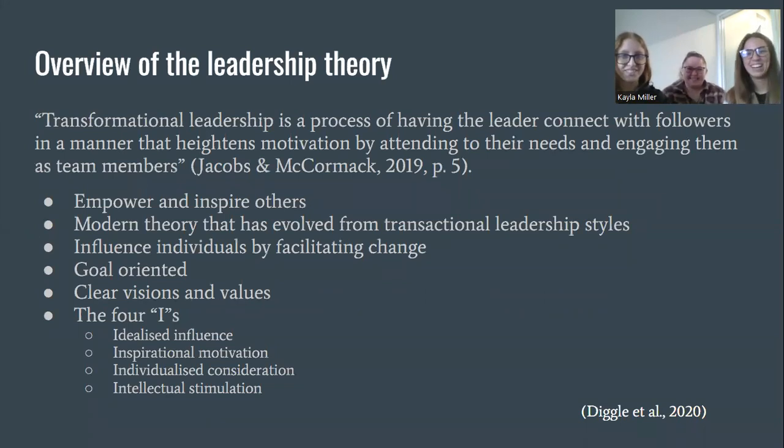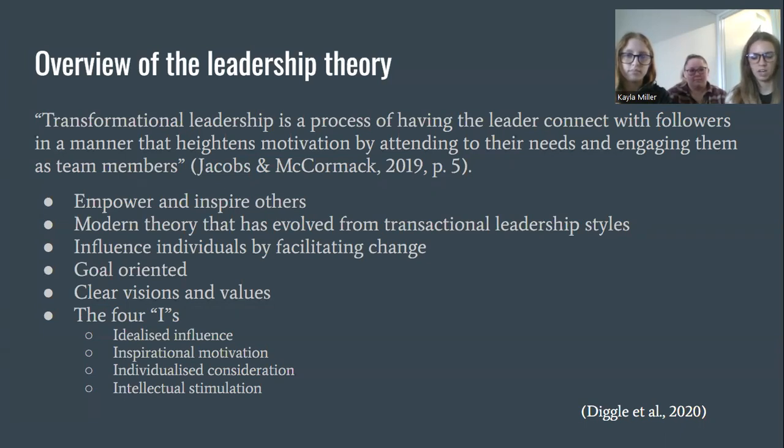Okay. All right. So just an overview of this leadership theory. Transformational leadership is a process of having the leader connect with followers in a manner that heightens motivation by attending to their needs and engaging them as team members. So it really focuses on empowering and inspiring others. This is a modern theory that evolved from the transactional leadership style. It influences individuals by facilitating change. It's goal-oriented with clear visions and clear values.